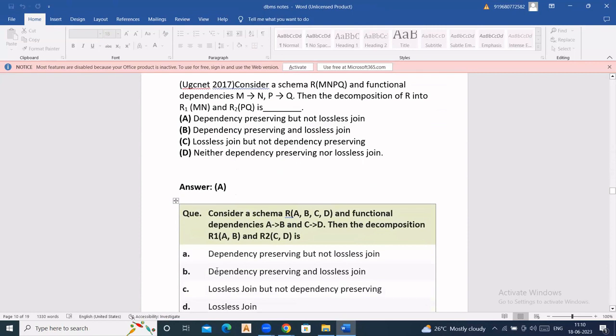Solve this one. The third one, now don't see the dependency preserving. You just answer the lossless or lossy. Dependency preserving, next I'm going to teach you. Okay. Solve this below.